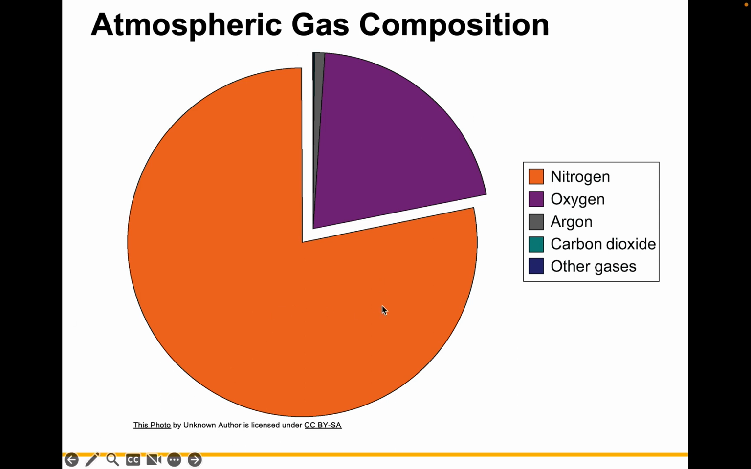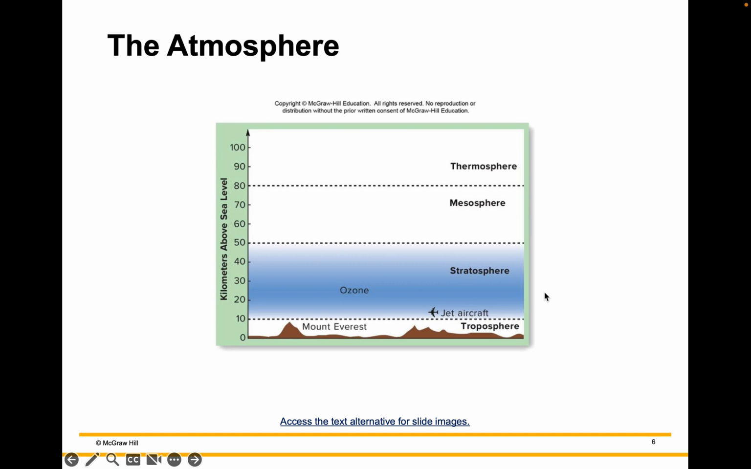So our atmosphere is composed of gas, right? And no surprise, most of our atmosphere is nitrogen. Oxygen makes up about 23%, and there's some other gases that contribute there, like argon, carbon dioxide, and some other minor contributors.